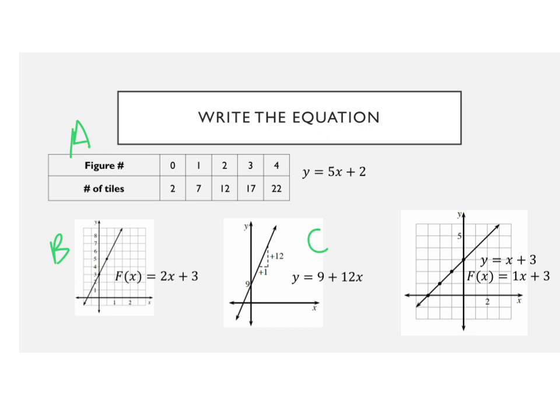And I want to remind you that it doesn't matter at this point if you're writing it in function notation or regular notation. The slope for the last one is going to be 1. So you could write that as 1x plus 3, or x plus 3, or 3 plus x. Those are all perfectly acceptable ways.